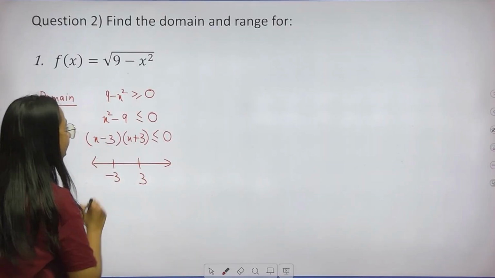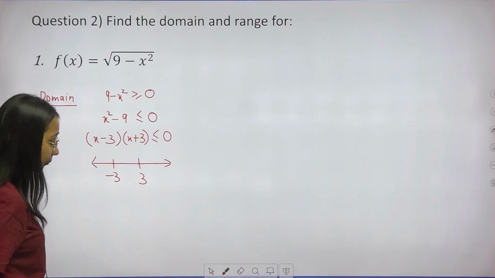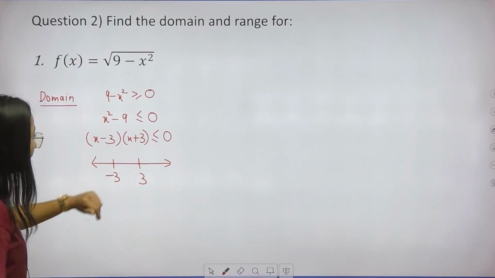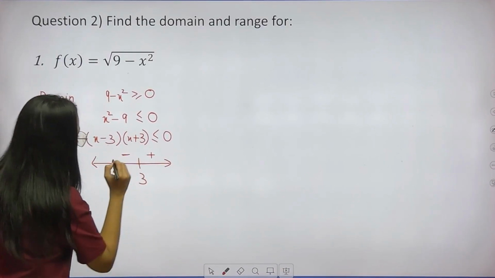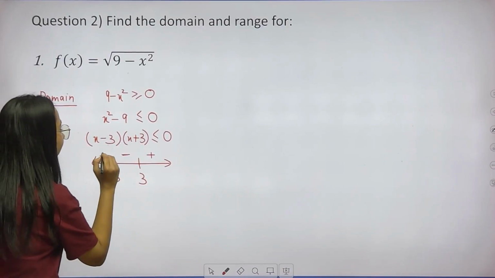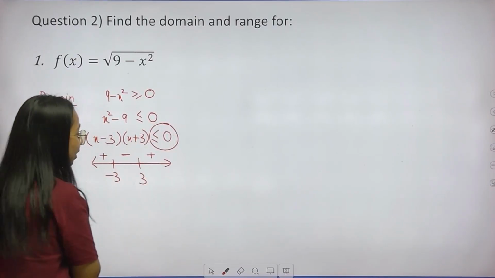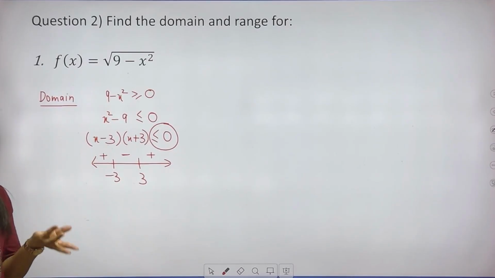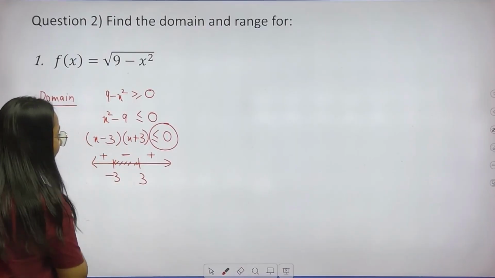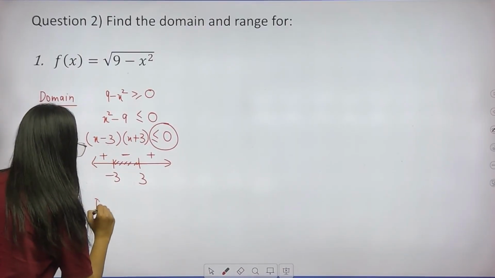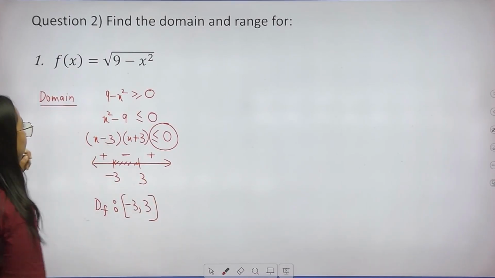Minus 3 and 3 are the 2 points of concern of this particular function. Let's take a point beyond 3. Let's take 4. It will give us a positive number. Let's take a number between them. It will give us a negative number. Let's take a number before minus 3. It will again give us a positive number. So we need a value which is less than 0, which means we need the negative portion. So we'll take this particular portion, because here the expression is negative. So the domain becomes minus 3 to 3.